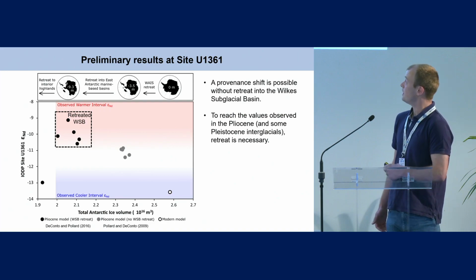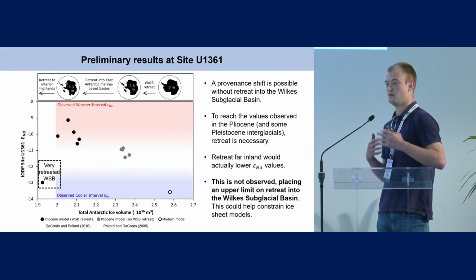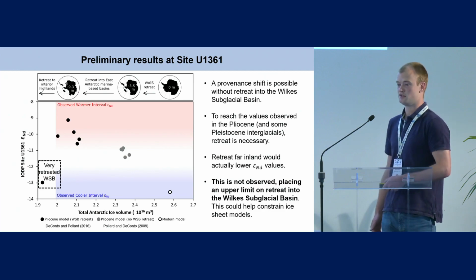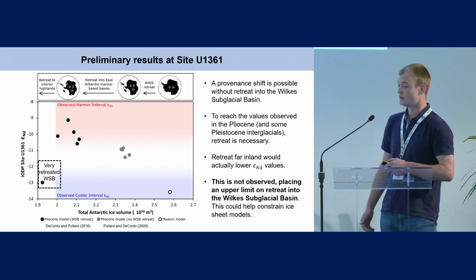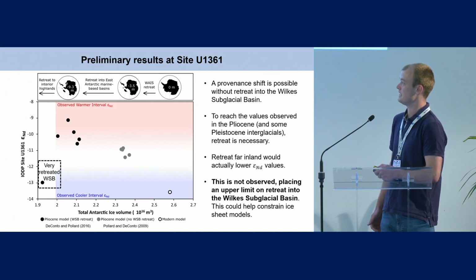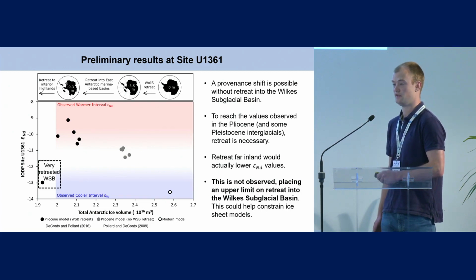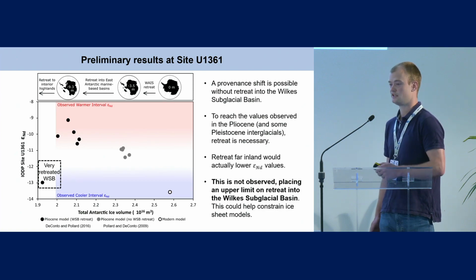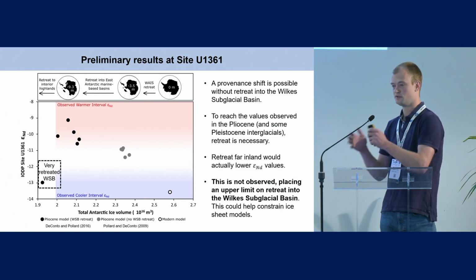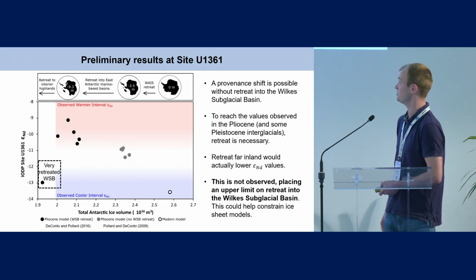But a kind of interesting thing to fall out of this was, if you really retreat the margin to the Wilkesville Glacial Basin, you go really far inland. What we actually found is that there's a reversal in this relationship. And critically, this is something we don't observe in the record. So what we'd expect to see would be evidence for very warm conditions, but also very negative epsilon neodymium values, and this is something that we don't observe. So we think this can help place an upper limit on how much retreat into the Wilkesville Glacial Basin likely occurred in the Pliocene, which will ultimately help constrain ice sheet models.